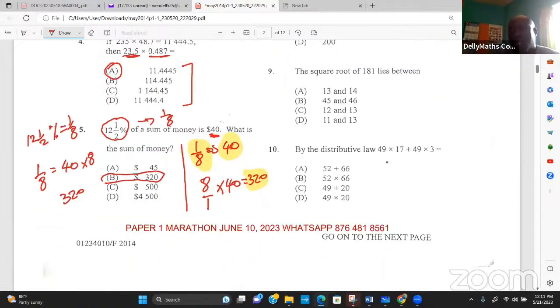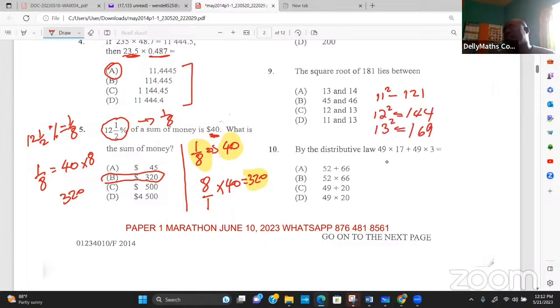Number 9, the square root of 181 lies where? As you could see, there are some little things that you want to know. So you want to quickly check out some things here. 11 squared gives you 121, 12 squared gives you 144, and by the time you reach 13 squared, that is 169.